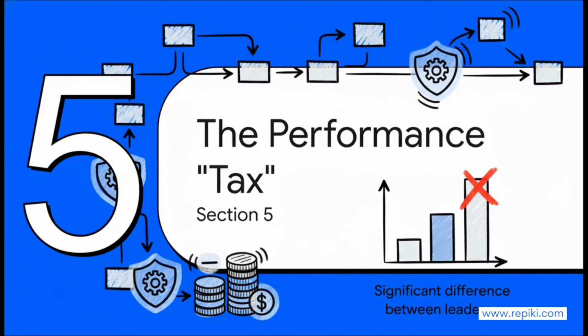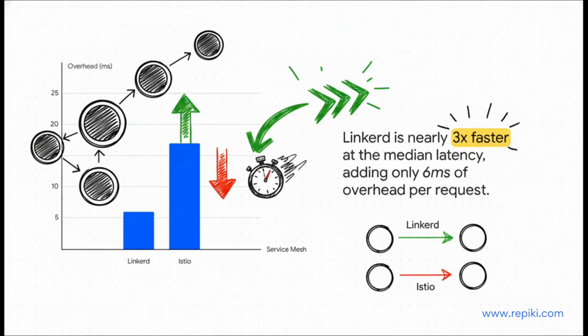Because of course, nothing is free. When you add a proxy to every single network call, you're going to introduce some overhead. We call this the performance tax, and it's a huge factor when you're choosing a mesh. The difference between the big players here is pretty shocking. Just look at the median latency here. These are benchmark numbers. Linkerd adds about 6 milliseconds of overhead for a request. Istio adds around 17. Now, both of those are incredibly fast, don't get me wrong. But at the median, Linkerd's overhead is almost 3 times lower.